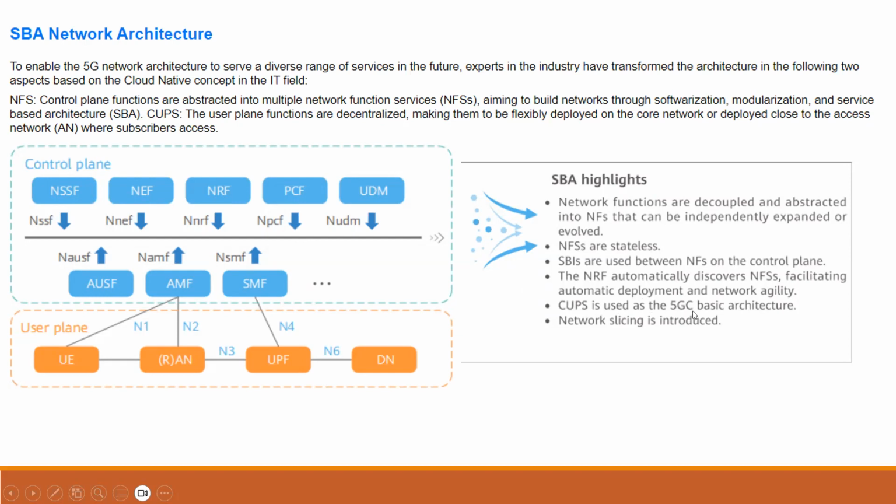So CUPS is used in the 5GC basic architecture. So your control and your user plane are separated. And another thing that is introduced in 5G is network slicing. Network slicing, we're going to discuss in a later lecture: how network slices are created, what is the purpose of creating those network slices, and how the network slices are assigned. So that is all managed by an NSSF.